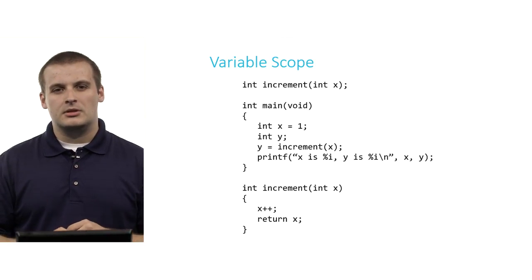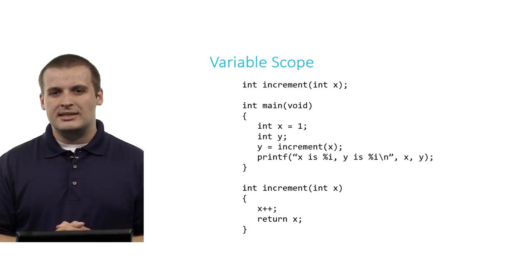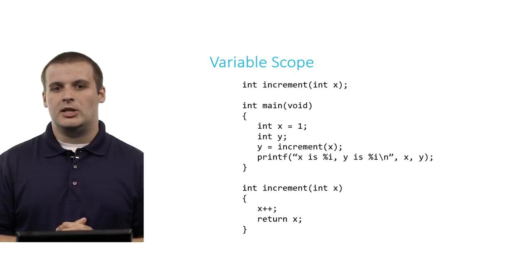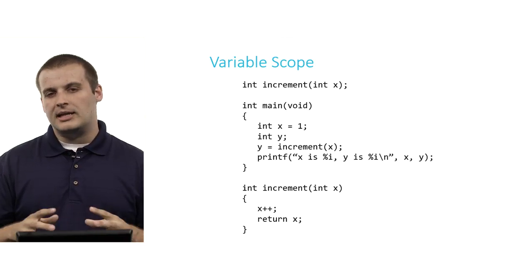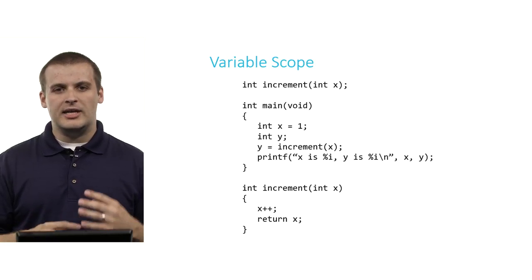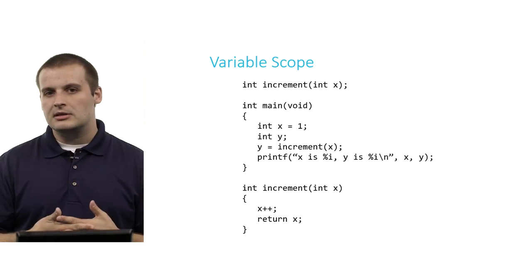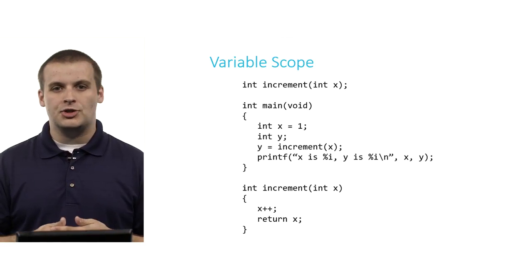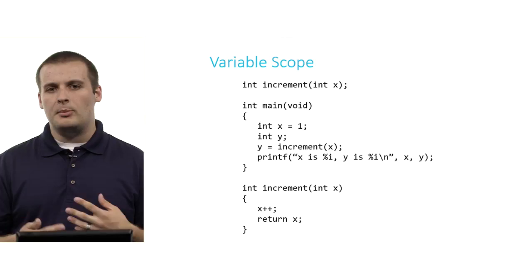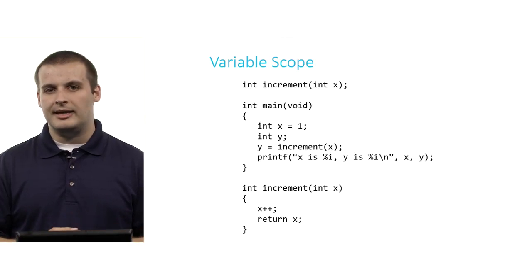For example, do you know what will be printed out at the end of this particular program? Take a minute, pause the video, and read through this program. You can see at the top we have a function declaration for a function called increment. That function takes a single parameter, an integer, which we call x, and it outputs an integer. That's the return type at the beginning.